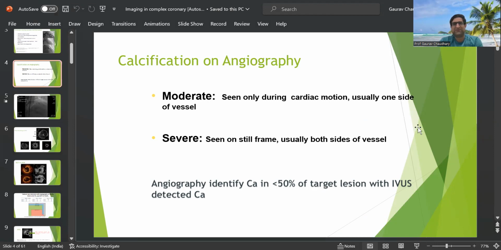Calcium should be called moderate when it is seen only during the cardiac motion and usually on one side of the vessel. But severe calcium is seen even on a still frame and usually on both sides of the vessel, and it is called a tram track calcification. Angiography identifies less than 50% of the target lesion, whereas with IVUS, the sensitivity goes high.